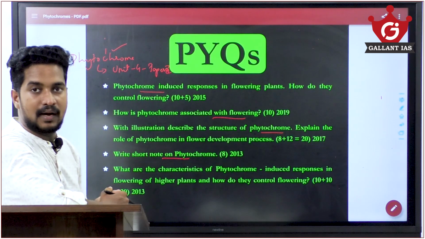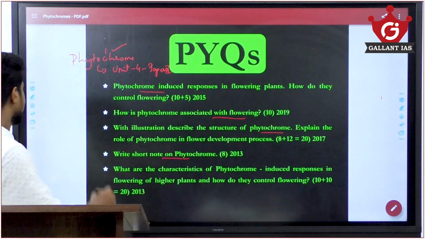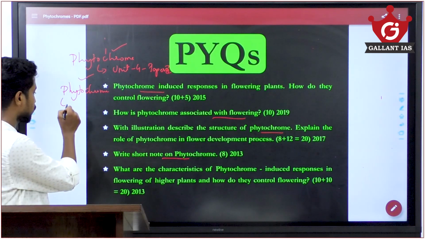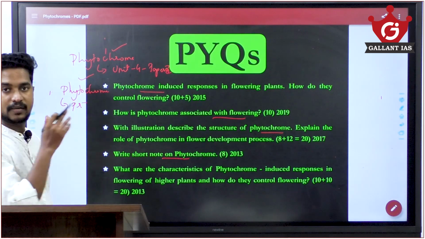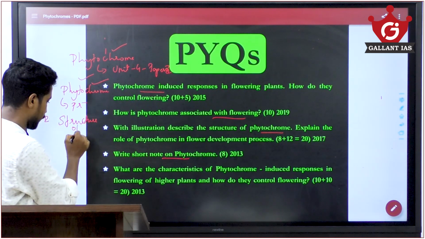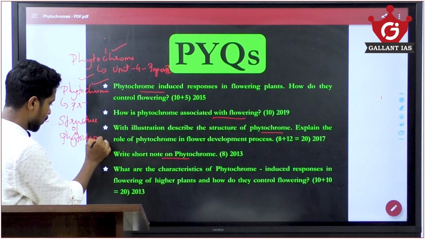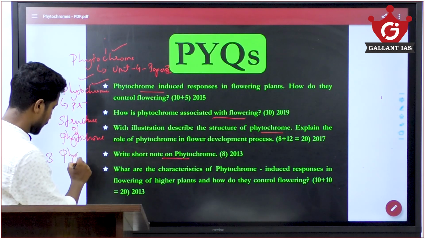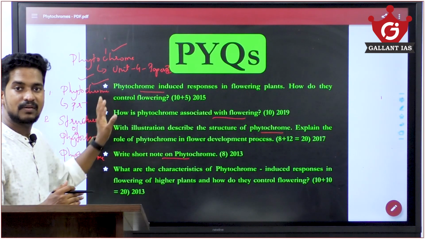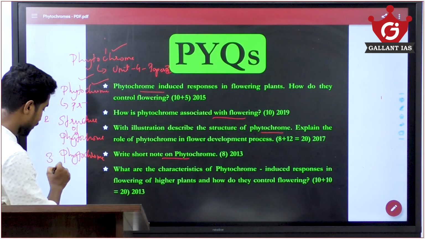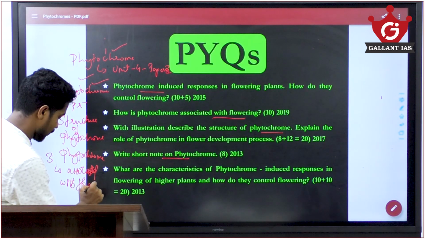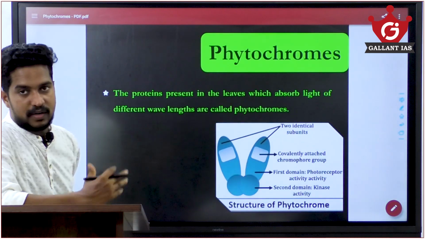After looking at the questions, you get an idea of how questions are framed from this topic. First, you have to know what phytochrome is, which is a protein. Second, you have to know its structure. Third, how phytochrome helps in flowering, since most of the previous questions ask about this, that is, how phytochrome is associated with flowering. Firstly, we will discuss what phytochrome is.